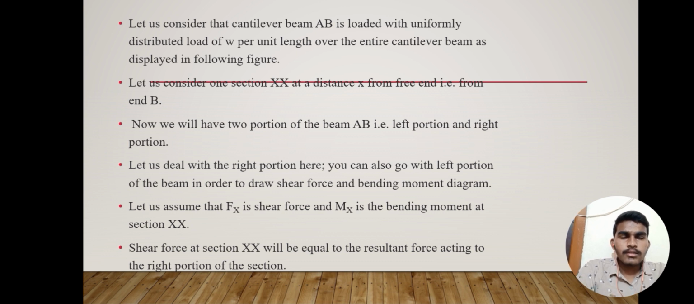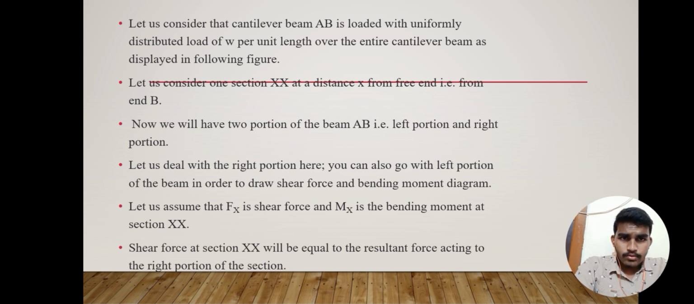Let us consider that cantilever beam AB is loaded with uniformly distributed load of w per unit length over the entire cantilever beam as displayed in the following figure. In the next slide I have printed the figure. There we can see the measurements. Let us consider one section XX at a distance x from the free end, that is from end B.